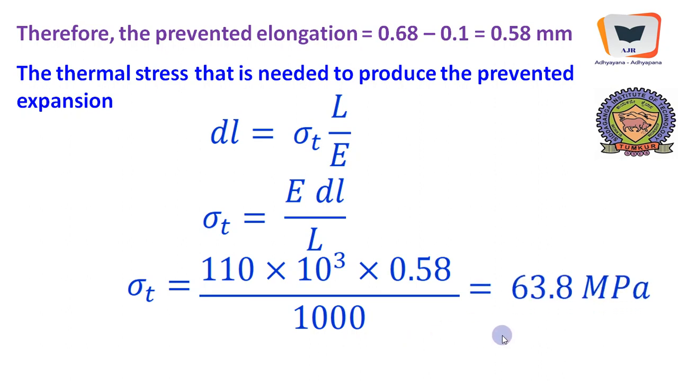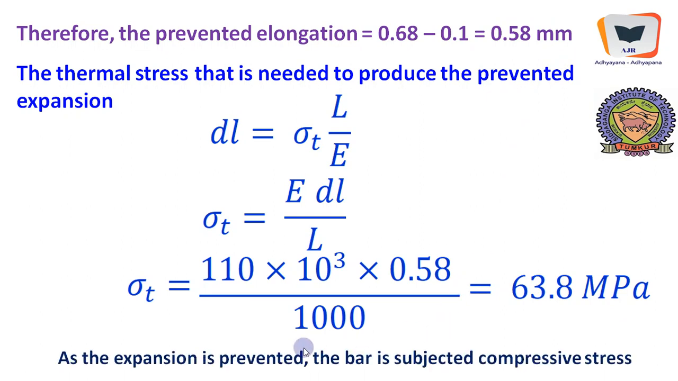Therefore, it will get us 63.8 MPa. That means simply this: a thermal stress amounting to 63.8 MPa is developed due to the prevented expansion, or this is the stress that is required in order to cause this, right? As the expansion is prevented, the bar is subjected to compressive stress.